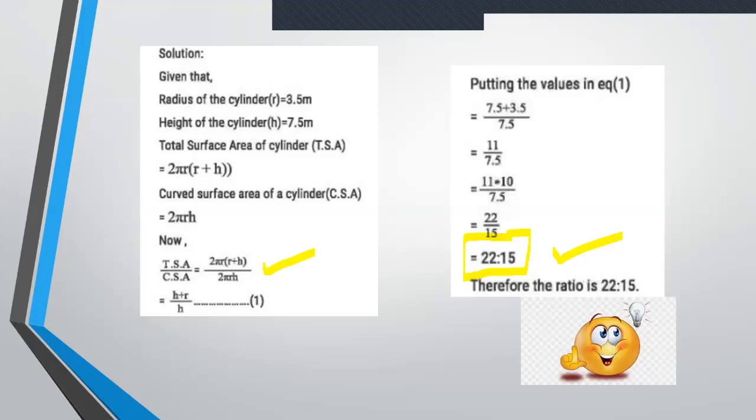Do not calculate anything. Ratio sums are very easy. Don't get tensed or nervous. This is a method of doing. Put down the formula, put in what all the values are given to you. Don't calculate anything. See how nicely things get cancelled off from the numerator and the denominator.